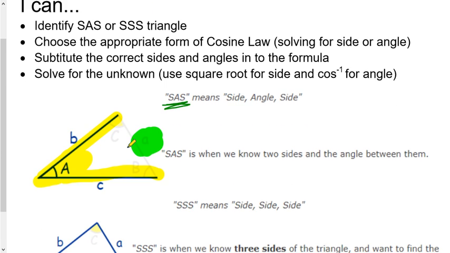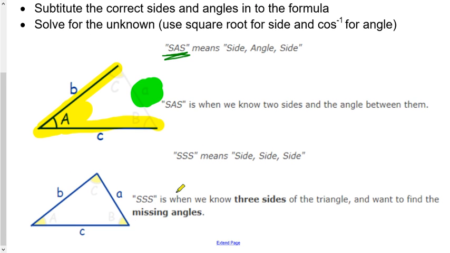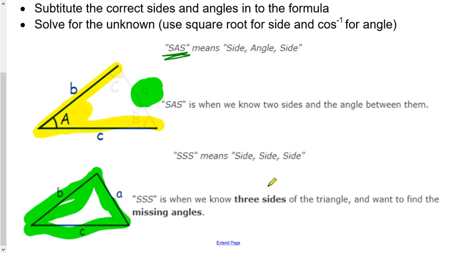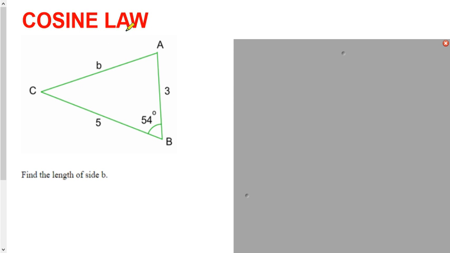That's my first setup. My other one where I can use cosine law is side, side, side. If I know all three sides, I know this side, I know this side, I know this side, okay, if I know all three, I can use those to find any angle I want. So those are my two situations where I'm going to use cosine law, and I should look for those. Let's try a couple of them out.